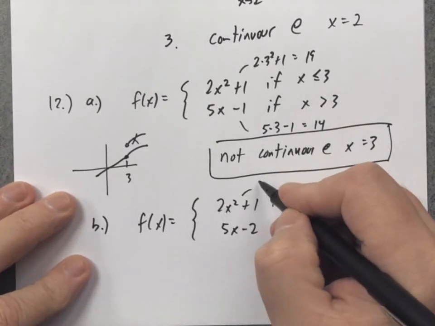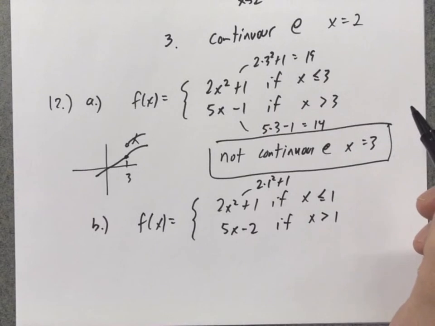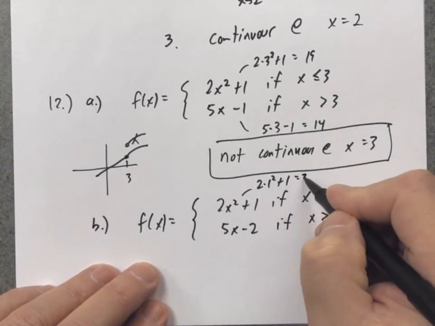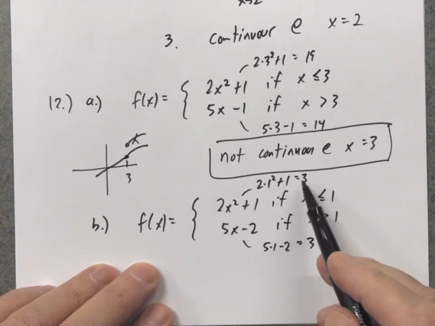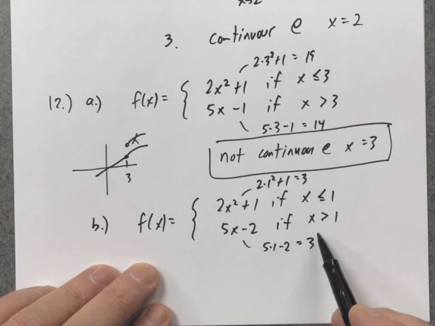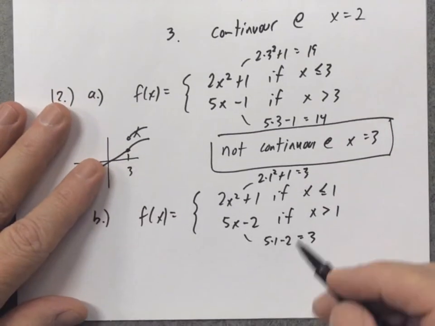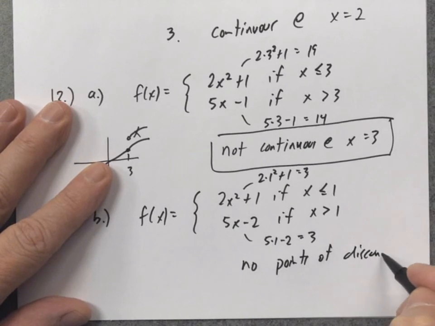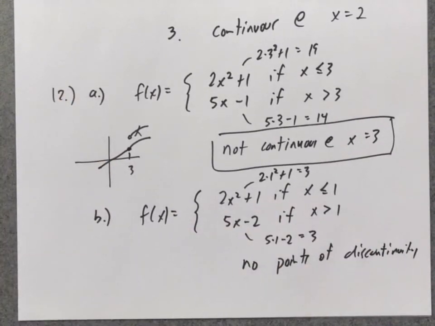So for this one, when you plug in 1, two times 1 squared plus 1, this is 2 plus 1, which is 3. For this one, I plug in 1. 5 times 1 minus 2, it's 3. So the function coming from the low side is approaching 3 at the transition. The high side, it also approaches 3. Since at the transition the function is the same, that means there are no breaks, gaps, or jumps, and no points of discontinuity. In other words, the function is continuous, the whole function. There are no gaps or breaks.